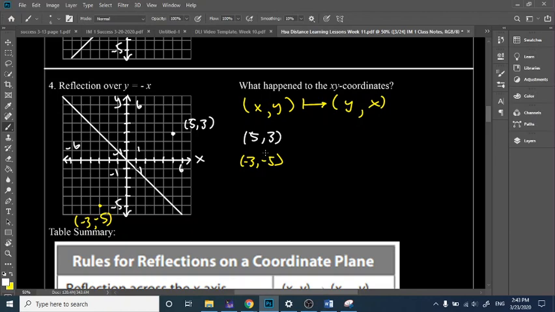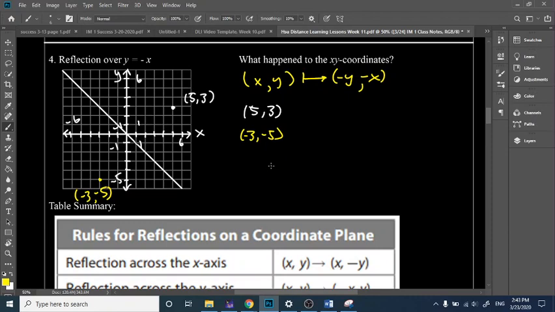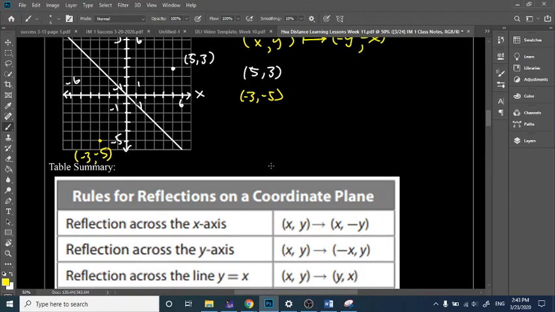They switched, yes, but they also became negative of each other. So that 5, 3 turned into -5, -3, -5. Alright, that's interesting. So now let's look at how we can actually work with this.